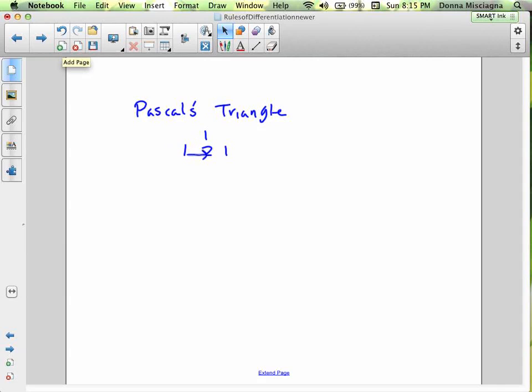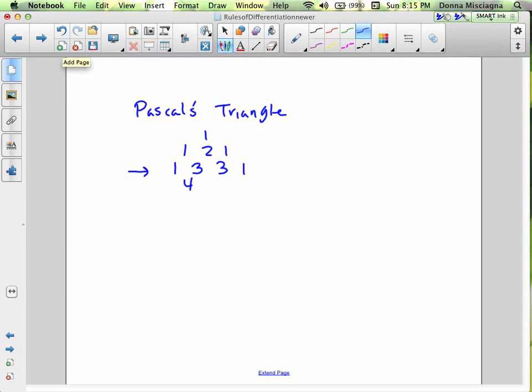1 plus 1 is 2. 1 plus 1 is 2. All right, so now I'm going to do 1 plus 2, and that's going to give me 3. And 2 plus 1 is 3. But the rows have to start and end with 1s, so I've got to put the 1s in. Well, 1 plus 3 is 4. And 3 plus 3 is 6. And 3 plus 1 is 4. But the rows have to start and end with 1. 1 plus 4 is 5. 4 plus 6 is 10. 6 plus 4 is 10. 4 plus 1 is 5. But the rows have to start and end with 1.